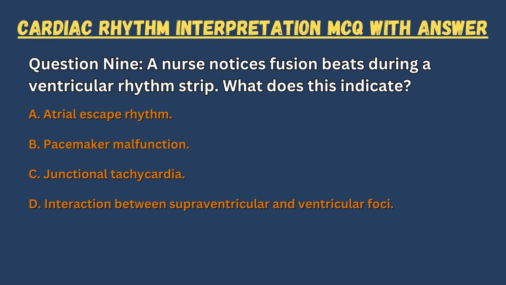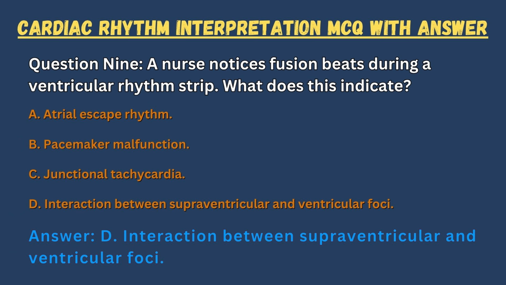Question 9. A nurse notices fusion beats during a ventricular rhythm strip. What does this indicate? A. Atrial escape rhythm. B. Pacemaker malfunction. C. Junctional tachycardia. D. Interaction between supraventricular and ventricular foci. Answer: D. Interaction between supraventricular and ventricular foci.